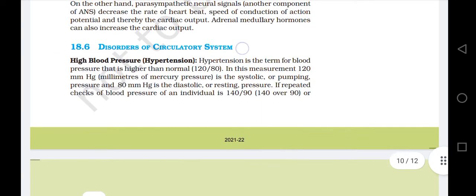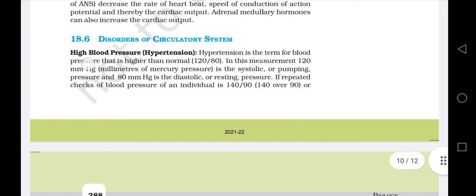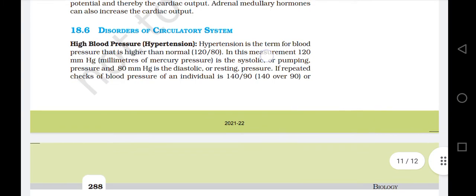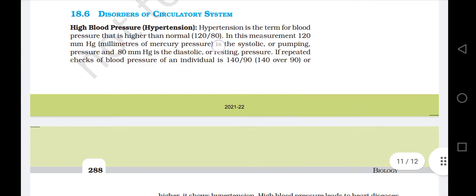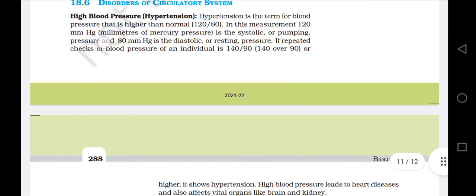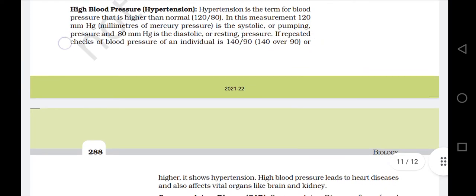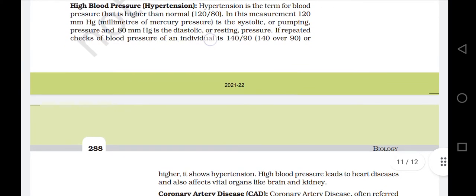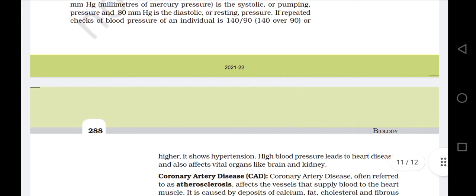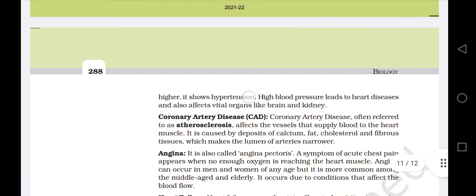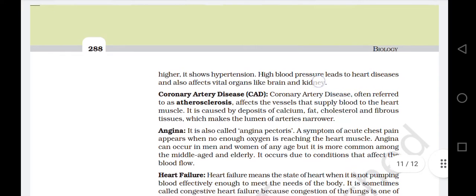18.6 Disorders of circulatory systems. High blood pressure, hypertension. Hypertension is the term for blood pressure that is higher than 120/80. In this measurement, 120 millimeter mercury is the systolic or pumping pressure and 80 millimeter mercury is the diastolic or resting pressure. If repeated checks of blood pressure of an individual show 140/90 or higher, it shows hypertension. High blood pressure leads to heart disease and also affects vital organs like brain and kidney.